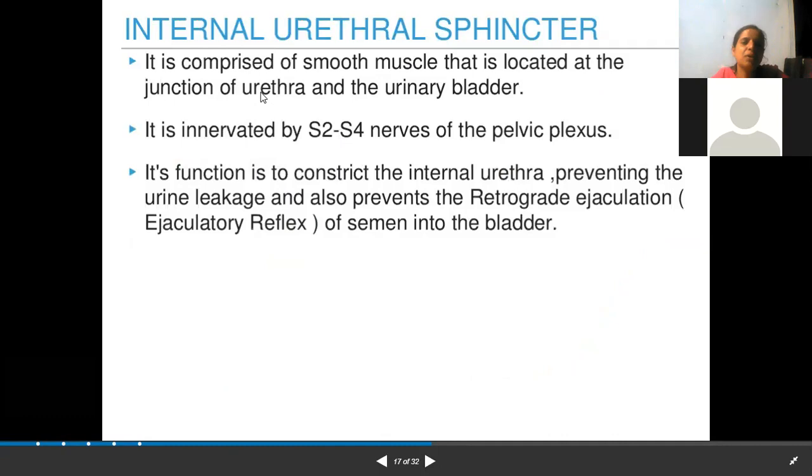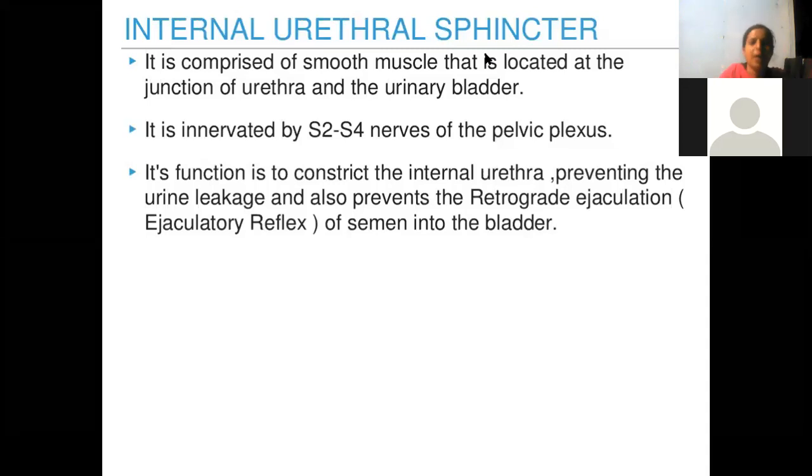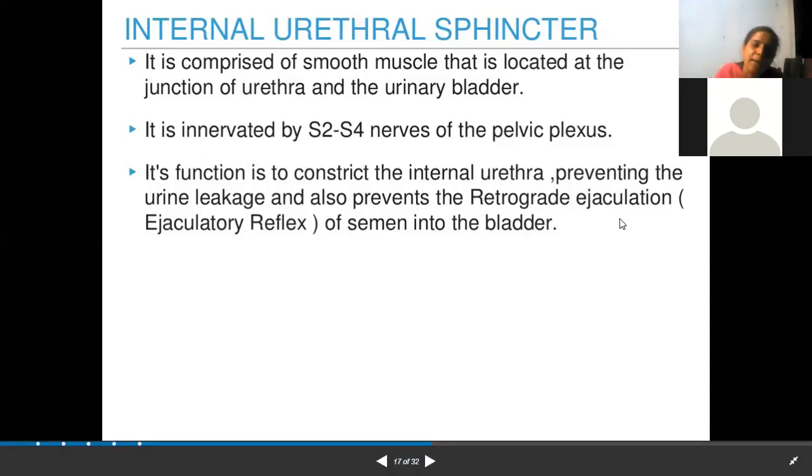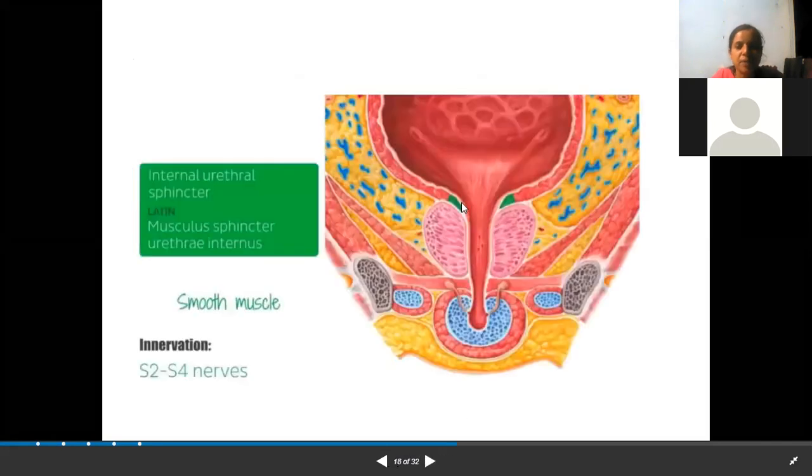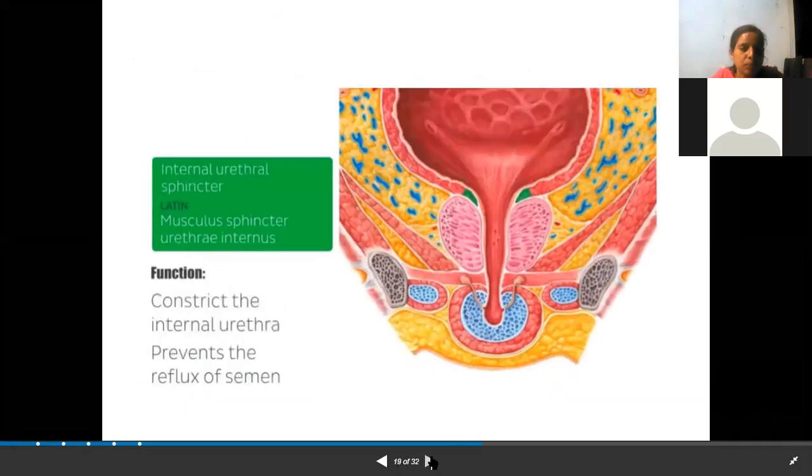What is the function? Sphincter means it will close tightly unless we are ready for urination, and in case of males also for ejaculation, it doesn't open. Only when we are ready for the act it opens. This is the internal urethral sphincter where we have smooth muscle. It constricts the internal urethra also during the process of ejaculation. Usually the semen is not allowed to go back into the urinary bladder because of the presence of this internal urethral sphincter muscle.